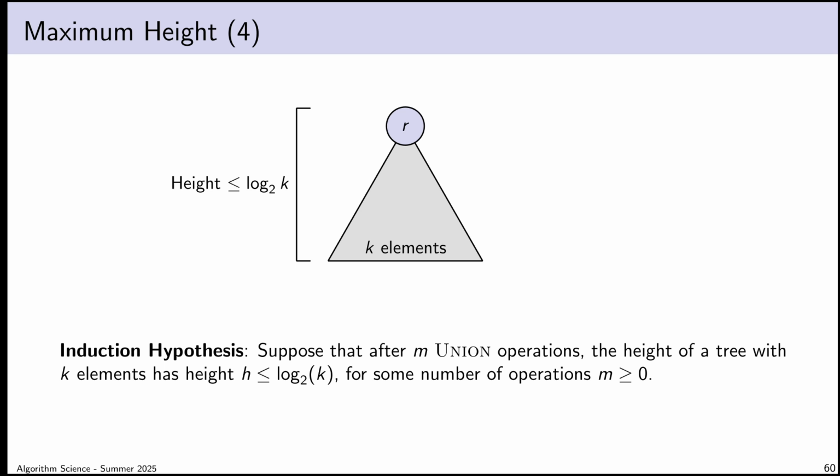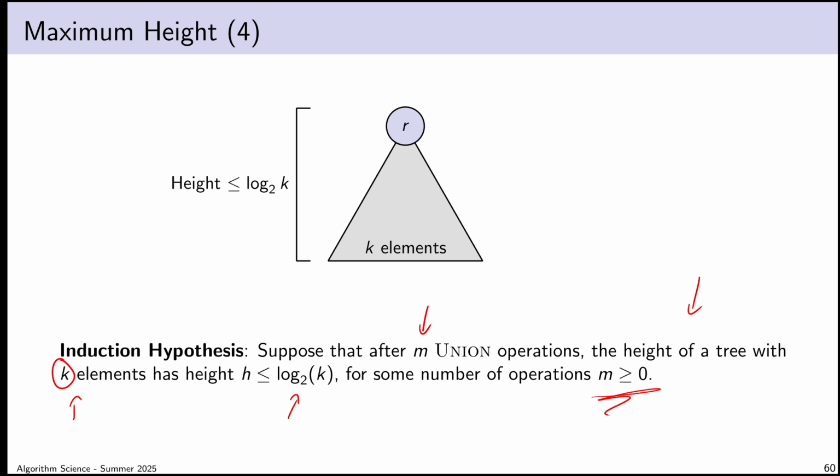All right, now here's my induction hypothesis. Suppose that after I've done m union operations, for some value of m greater than or equal to 0, a tree that contains k elements has height less than or equal to log base 2 of k. So the height of any tree in the collection is at most log of the number of elements in that tree. So my induction hypothesis is suppose that that statement holds after some number m union operations.